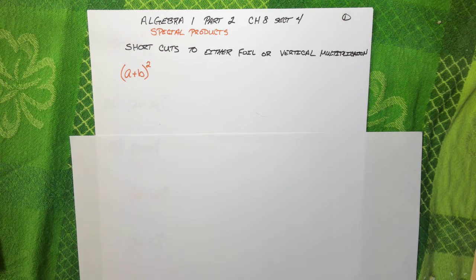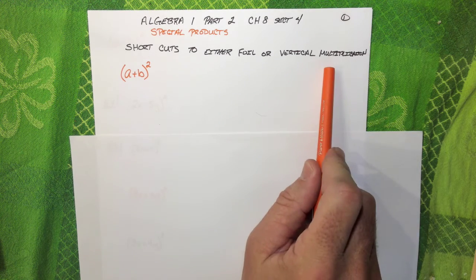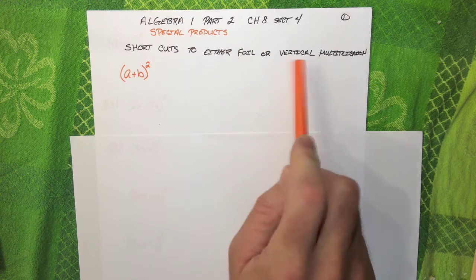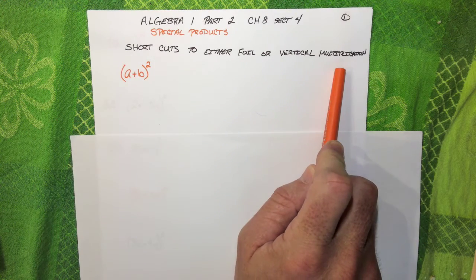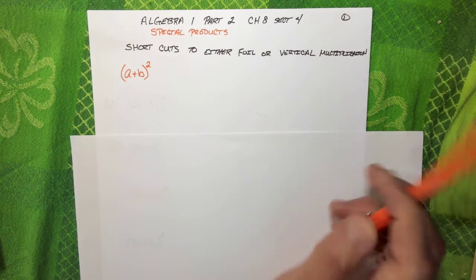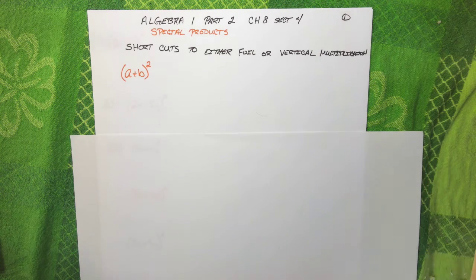Algebra 1, Part 2, Chapter 8, Section 4. So we've been learning how to multiply polynomials together. FOIL is a shortcut. Setting them up in a vertical multiplication, I shouldn't say, it's a little bit of a shortcut. Vertical multiplication is a way to set these up just like 2-digit numbers, 3-digit numbers when you multiply them.